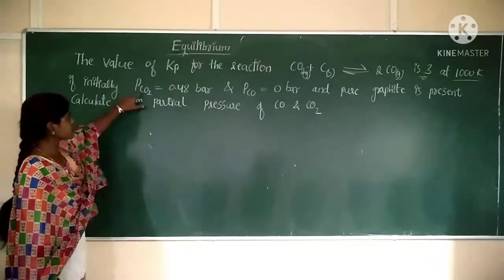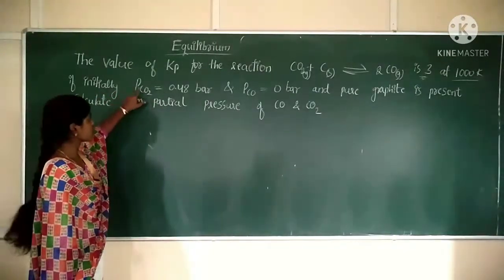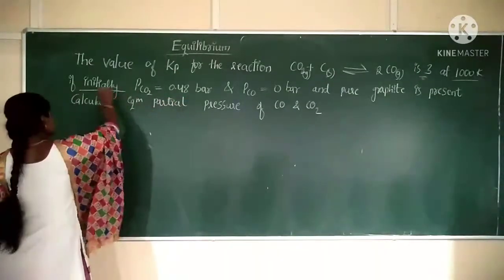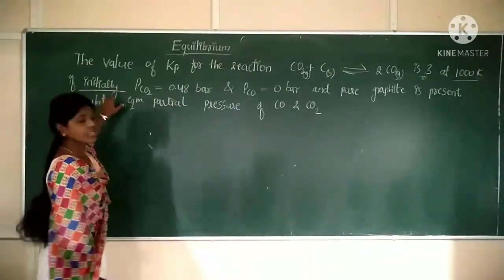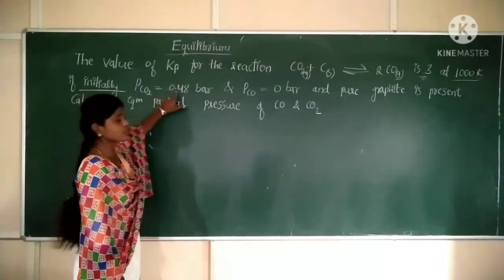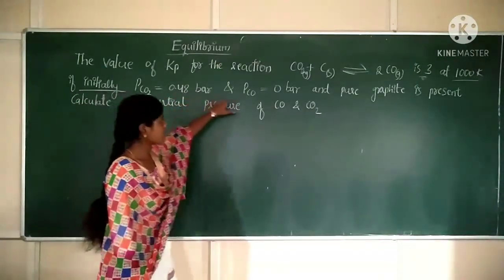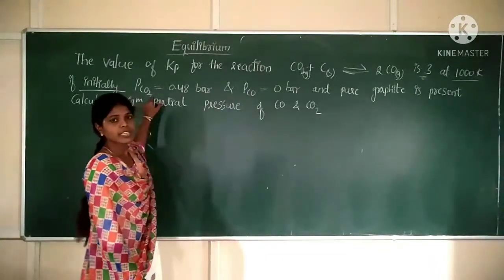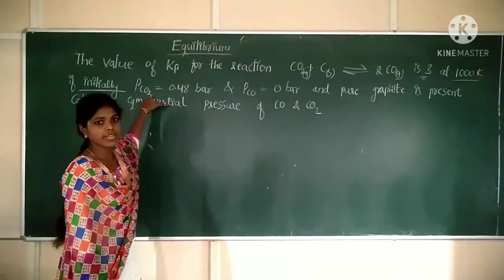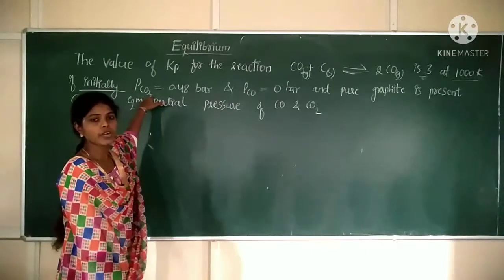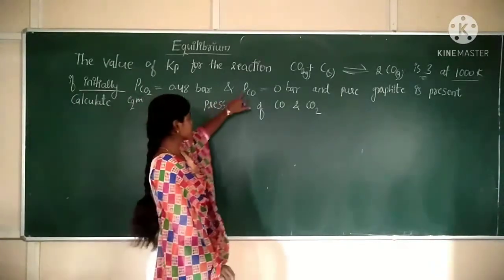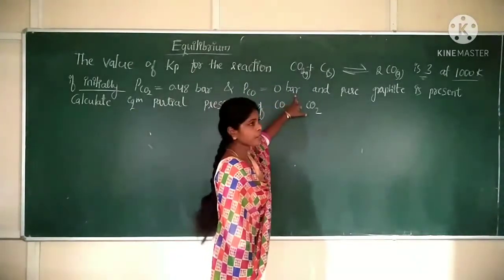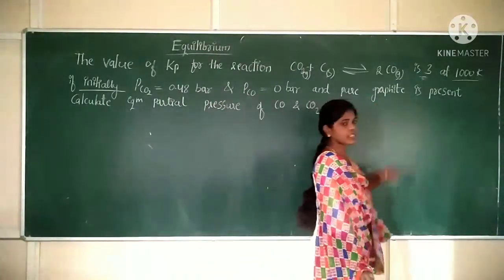Initially, PCO2, that is the partial pressure of CO2, is 0.48 bar. At initial conditions PCO2 is equal to 0.48 bar. And what about PCO? CO2 is a reactant, so initially reactant concentration will be more, and product concentration will be 0. So PCO, the partial pressure of CO, will be equal to 0 bar. And pure graphite is present.